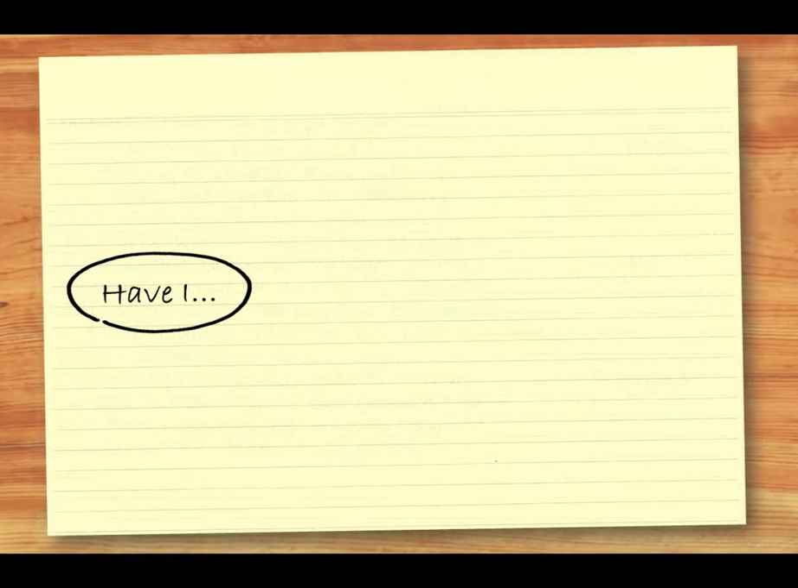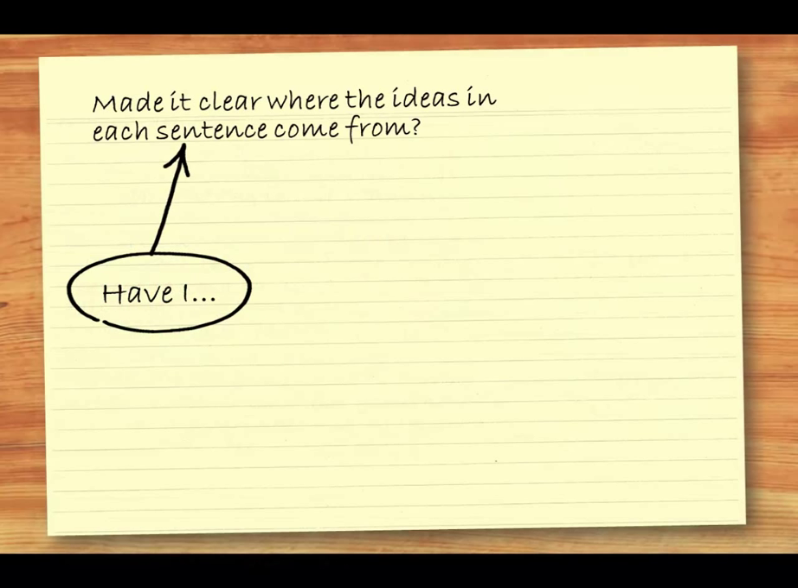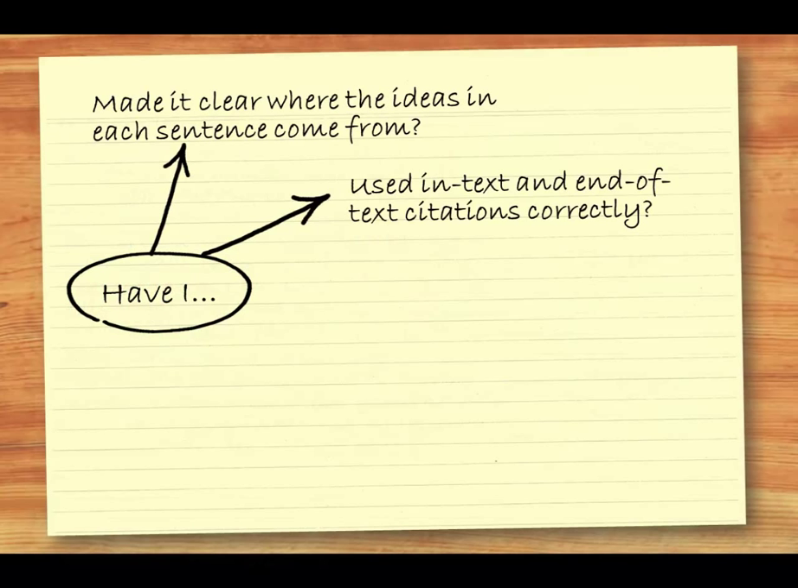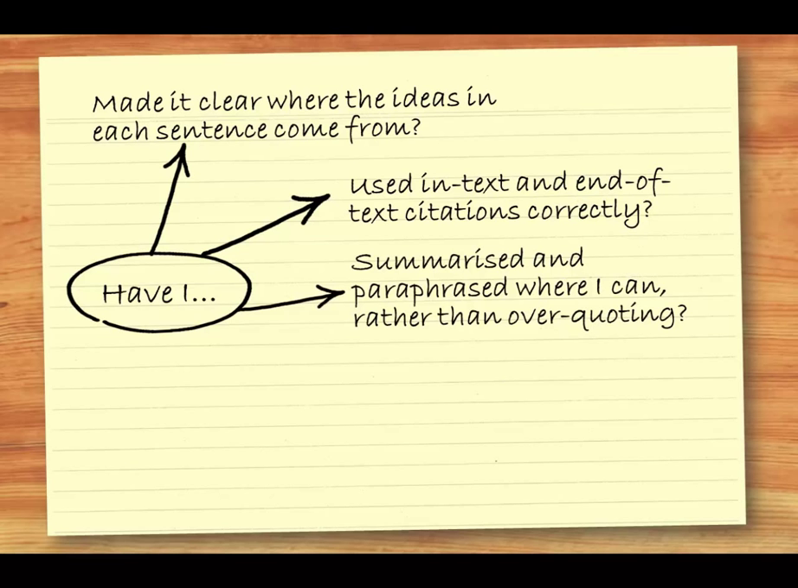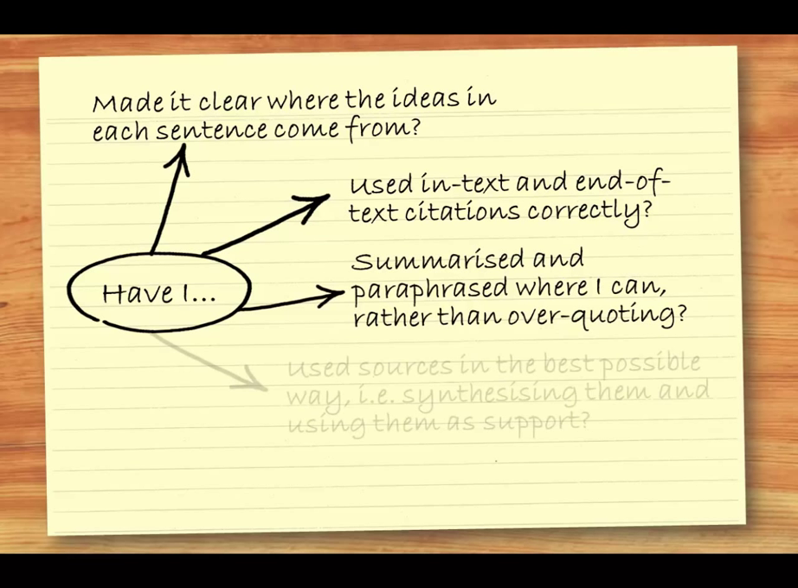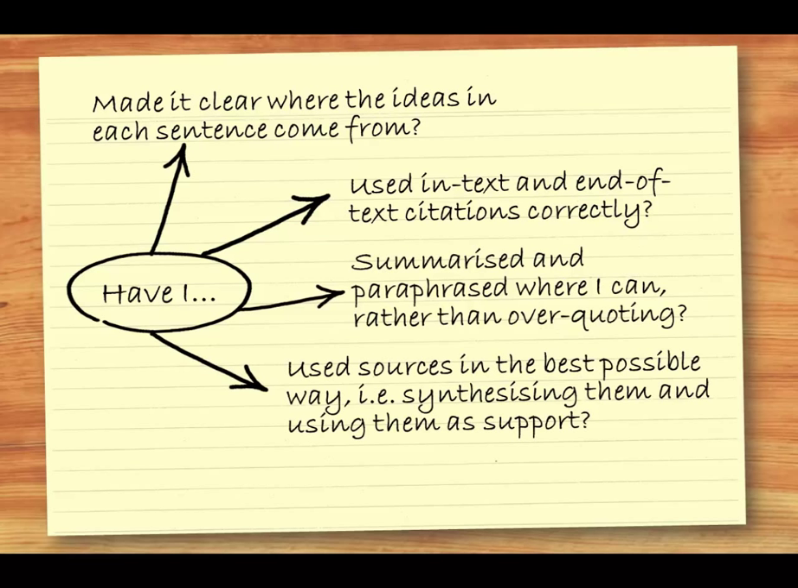Before submitting your writing, there are 4 things to check about your references and use of sources. First, is it clear where ideas in each sentence come from? Second, have you used in-text and end-of-text citations correctly? Third, have you mainly paraphrased and summarized ideas rather than quoting? And finally, have you used sources in the best possible way, stating your ideas up front, synthesizing other people's ideas, and using them to support and develop what you say?